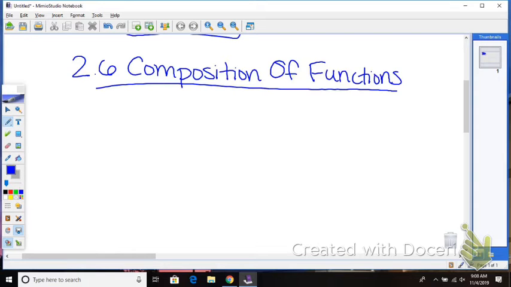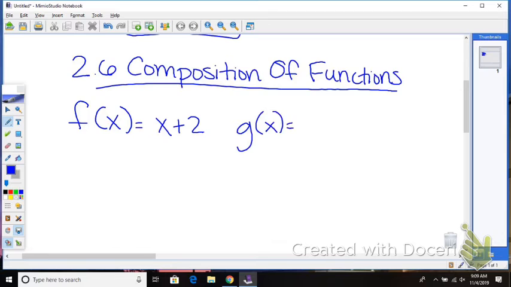Okay, so here's what I'm going to show you. Composition of functions. We have to use this tomorrow with the last lesson that I have for you. You guys have a test on Friday over all of this. Today's composition of functions we have to use with inverses tomorrow, so this is really important to learn today. If I give you f of x equals x plus 2, and g of x is equal to 4 plus x squared.